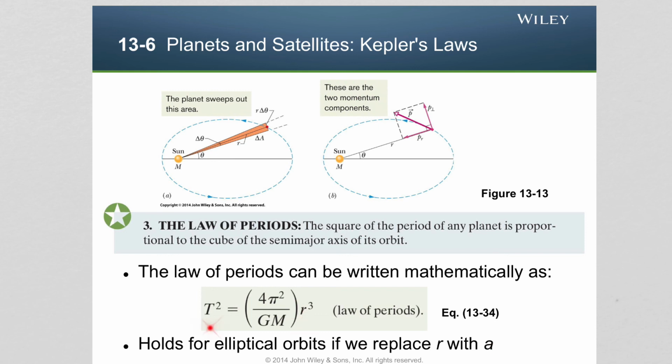Notice that in this law, the mass dependence is only the mass of the central body about which the planet orbits. It is independent of the mass of the planet. So if this is applied to a satellite, the period here depends only on the mass of, let's say, Earth, and it doesn't depend on the mass of the satellite.